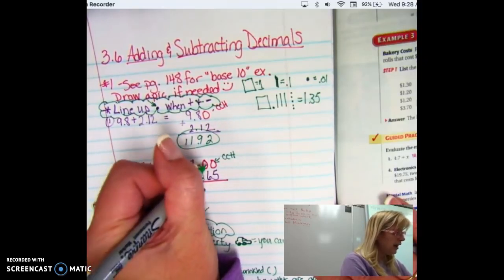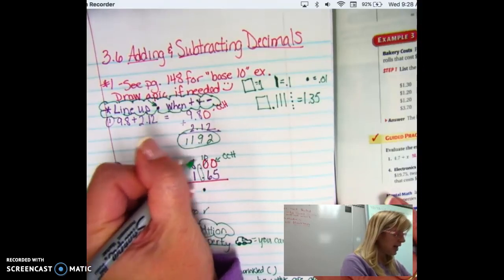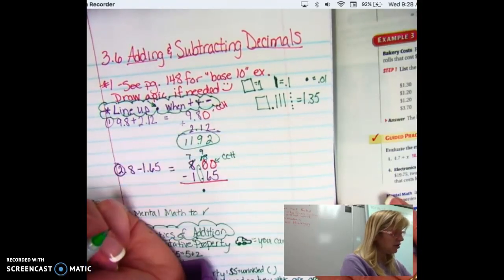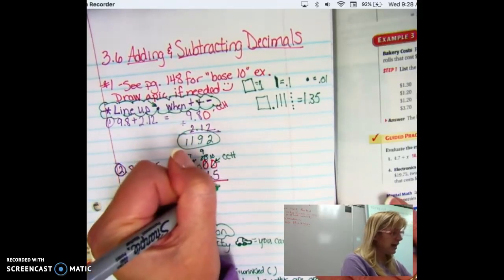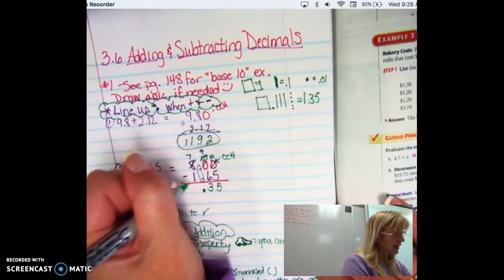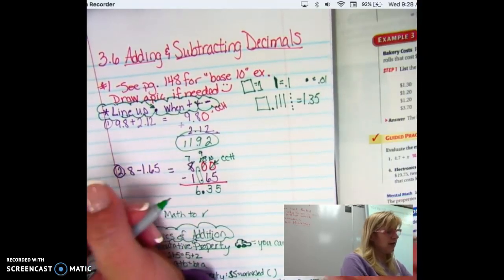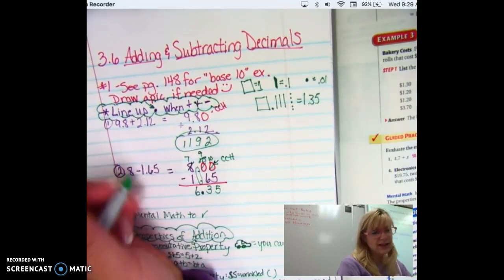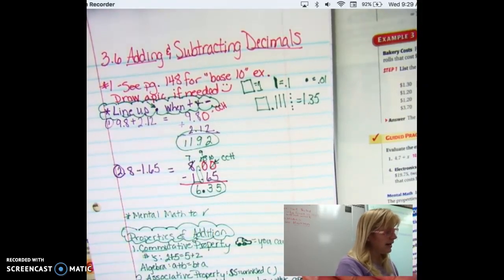So right here, I can't borrow from this guy because he's already a 0, so I'm going to make him a 10, him a 7, and then this guy still needs 1, so this will go down to a 9 because I need a 10 right here. And 10 minus 5 is 5, 9 minus 6 is 3, 7 minus 1 is 6. Notice if you don't put the decimal there, you end up with $8 minus 165 would equal $635. That doesn't even make sense. So make sure you add that decimal point in at the very end.